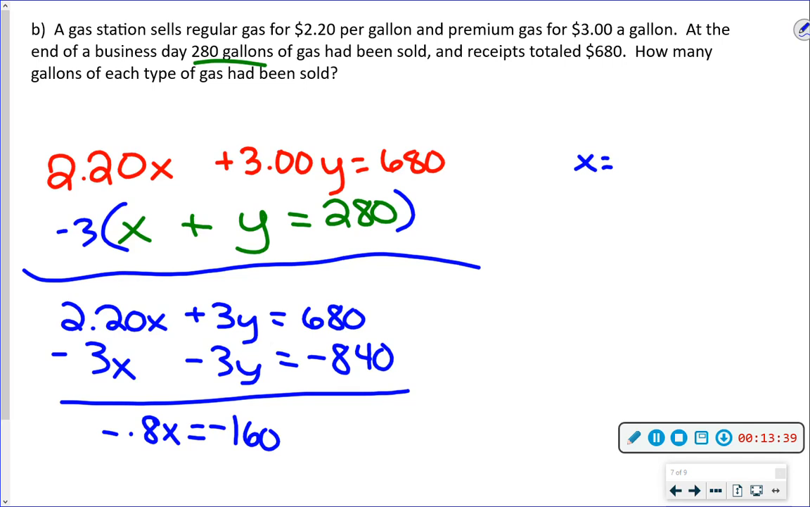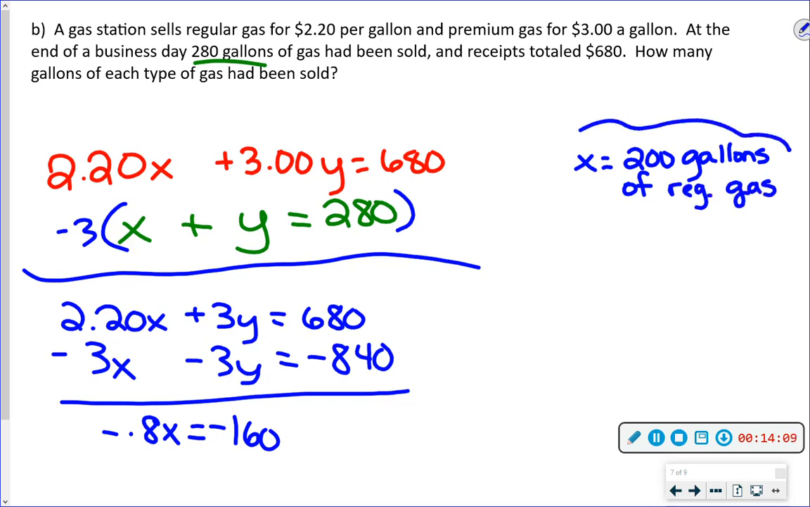X equals, and I'll punch it in. X equals 200. Thank you. Okay, let's label though. Label, word problems label. That's 200 what? Gallons of regular gas. Okay. Mental math for me. What's y? 80. 80, because we need a total of 280. So we sold 80 gallons of premium.